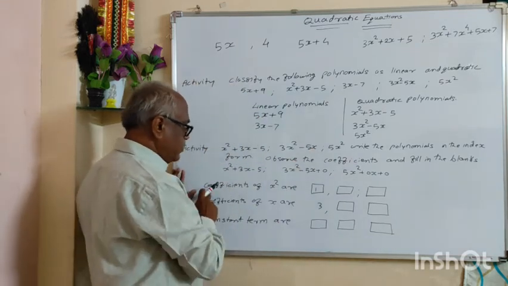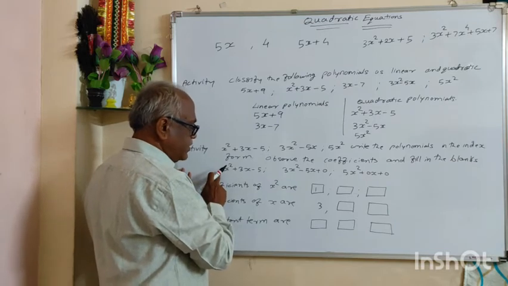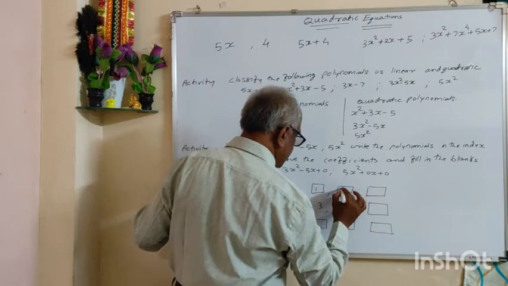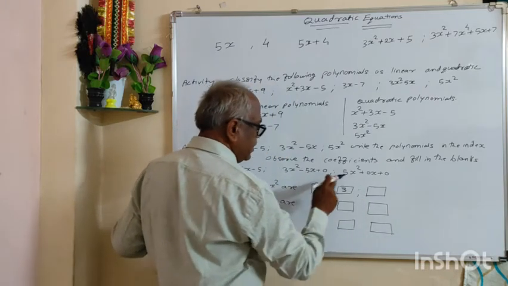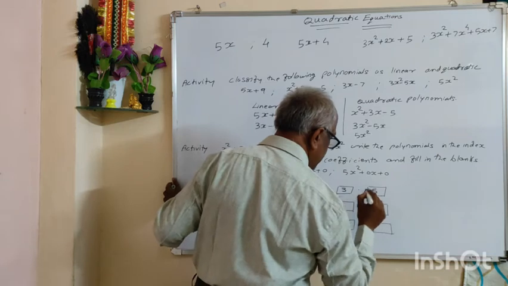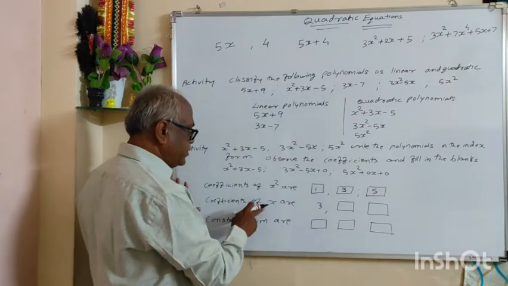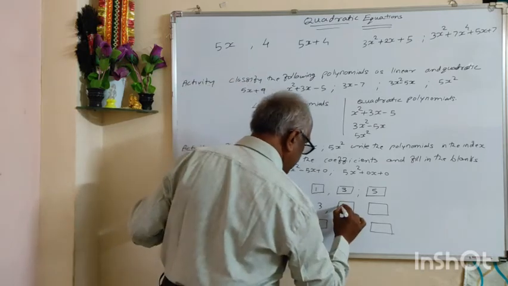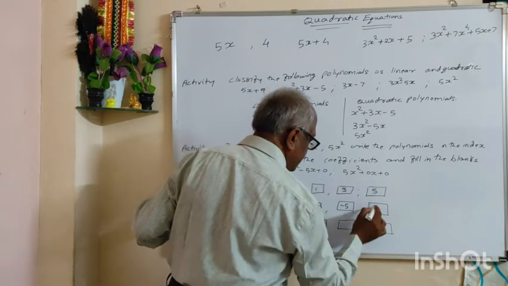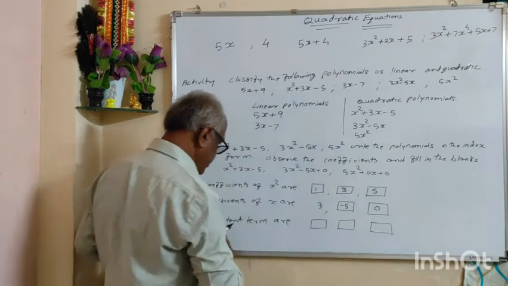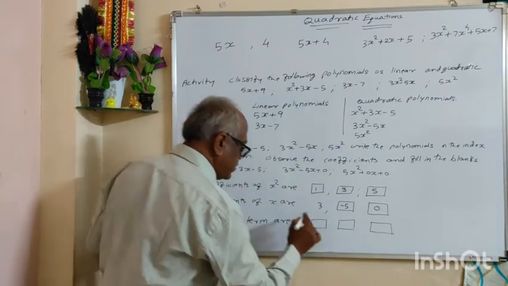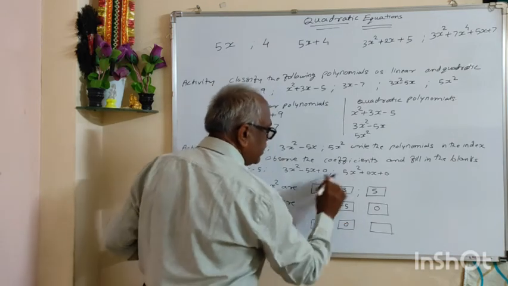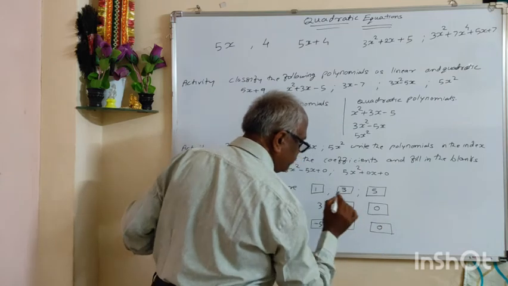Now we are writing the coefficient of x square. In the first equation, the coefficient of x square is 1. In the second equation, the coefficient of x square is 3. In the third equation, the coefficient of x square is 5. Coefficient of x: in the first equation it is 3, it is given. In the second equation it is minus 5. In the third equation it is not given, that is 0. Constant term: in the first equation the constant term is minus 5. In the second equation it is 0. And in the third equation it is 0.